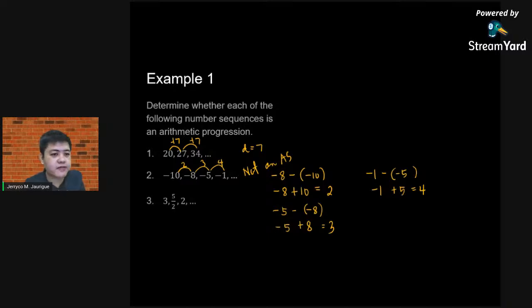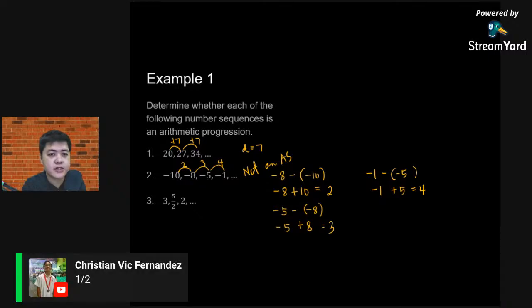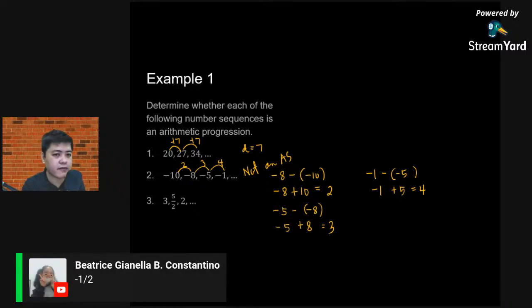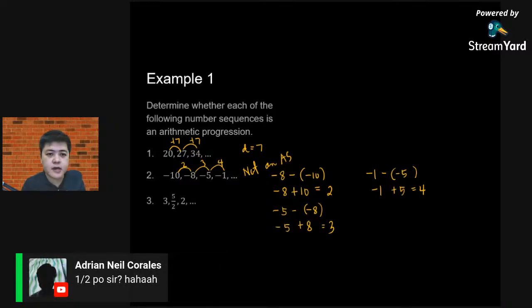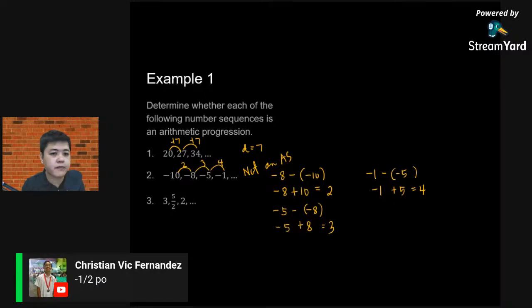Negative 1/2, sabi ni Kurt. Sabi ni Chris, ni Vic, 1/2. Sabi ni Bea, negative 1/2. Sabi ni Adrian, 1/2 po. Si Kurt daw, negative 0.5. Cons, negative. Vic, negative 1/2. So, binago na niya yung kanyang sagot. Si Cons, negative 1/2 din.